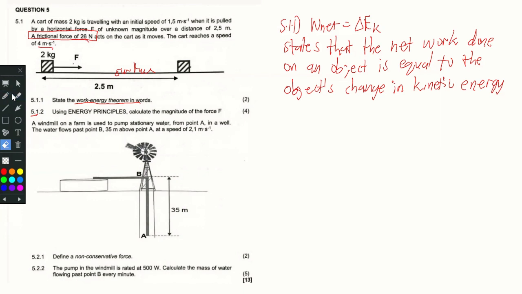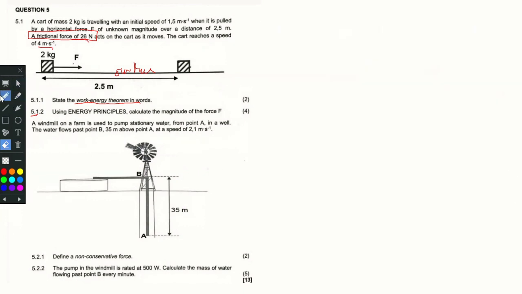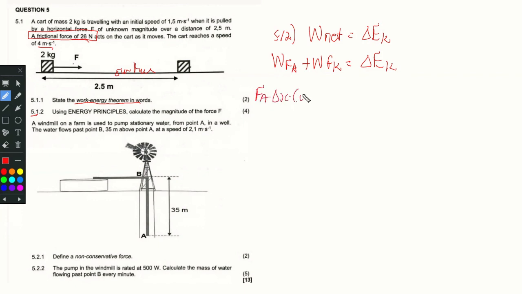Okay. So that means I can start my calculation with the W net formula, 5.1.2. W net is equal to the change in EK, right? And then this breaks down to work done by the force applied plus work done by the kinetic frictional force, which is equal to the change in EK. Then break it down to F applied delta x cos theta plus Fk delta x cos theta is equal to half m bracket Vf squared minus Vi squared.